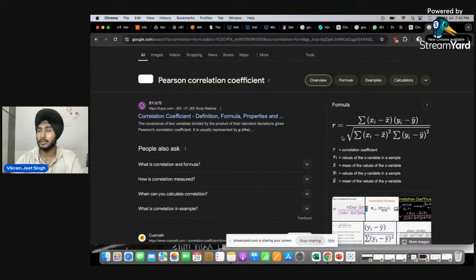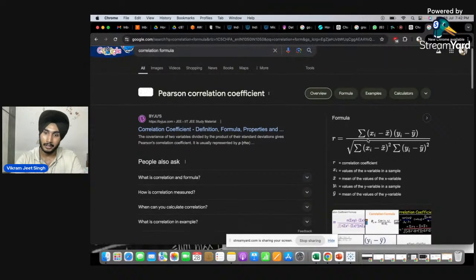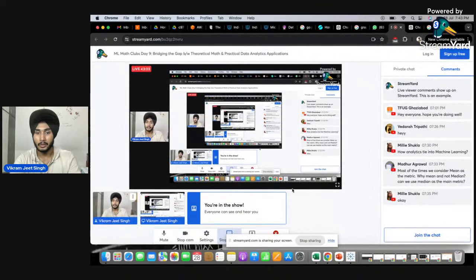Its value ranges from -1 to +1. If the value is +1, then that means the two values are highly correlated. And if the value of R, the correlation value, is -1, this means both values are inversely proportional. This means that if one value increases, the other value decreases, and vice versa. And if the value is 0, then there is no correlation between the two values.